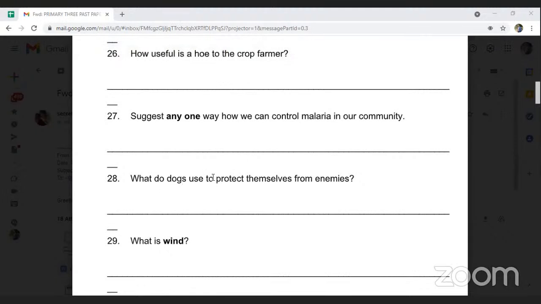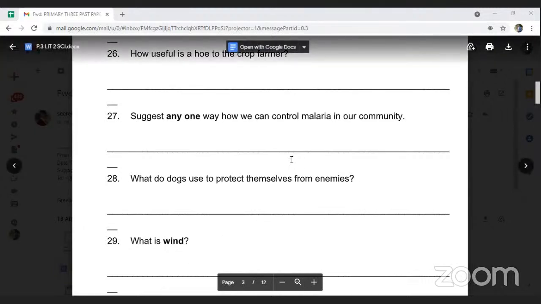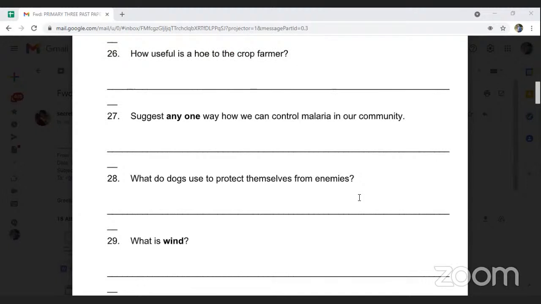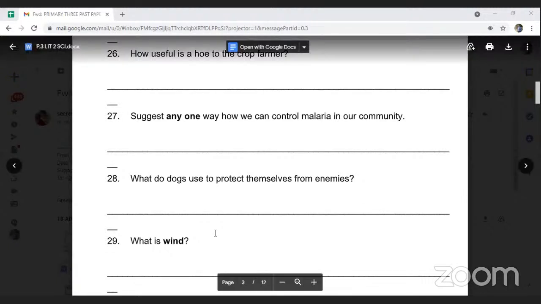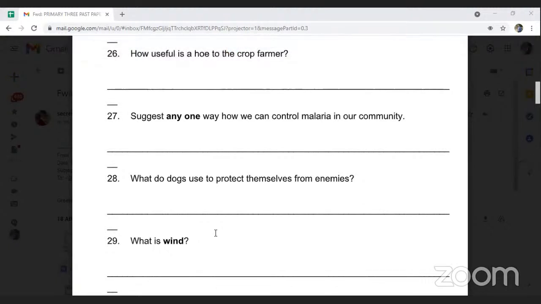What do dogs use to protect themselves from enemies? Who can answer this one? Asante. Teeth. Yeah, correct. Asante has said that they use teeth to protect themselves. Rafael, read number 29.